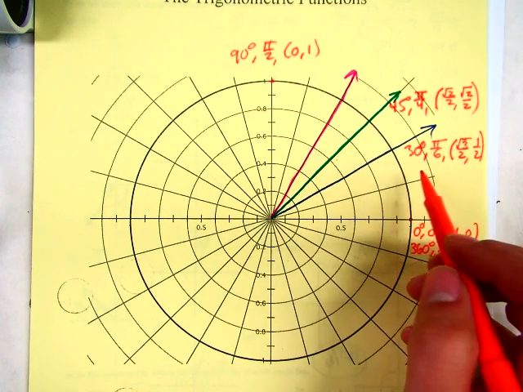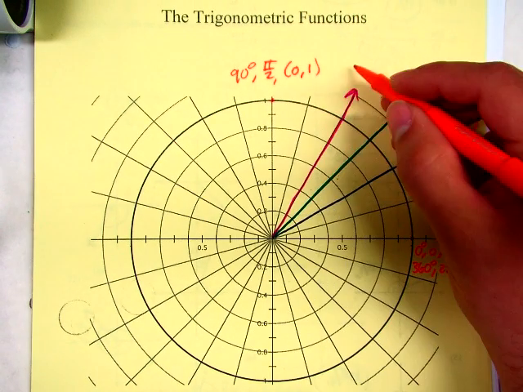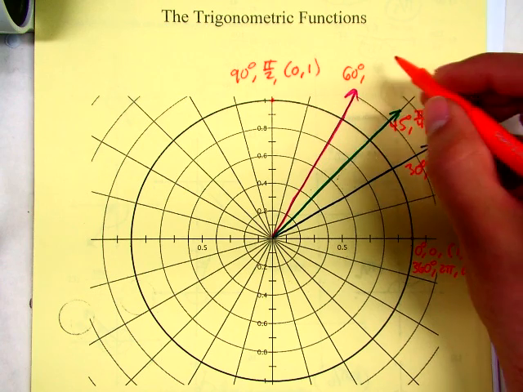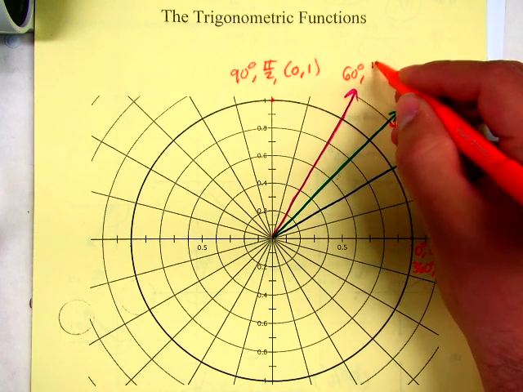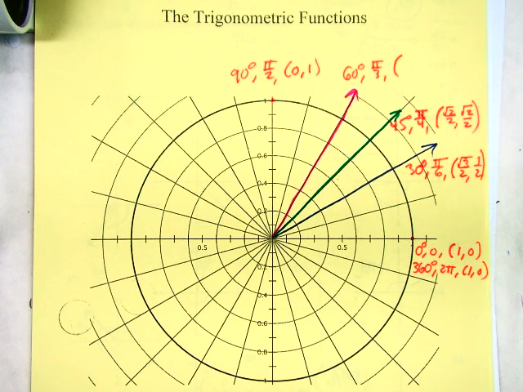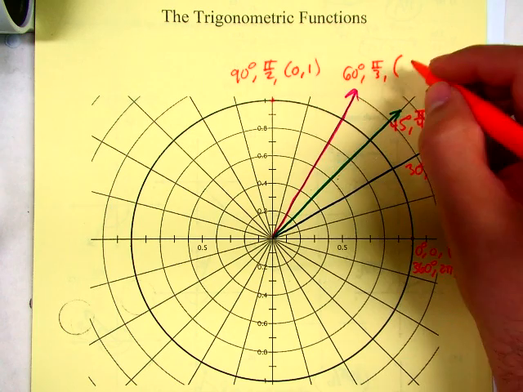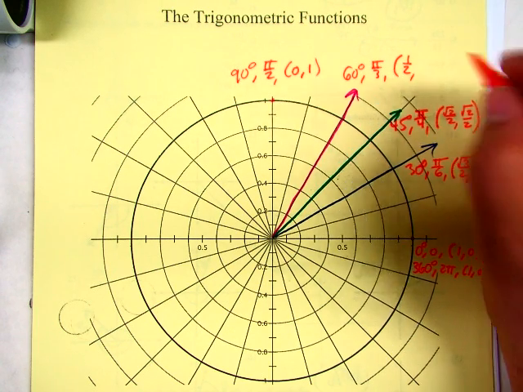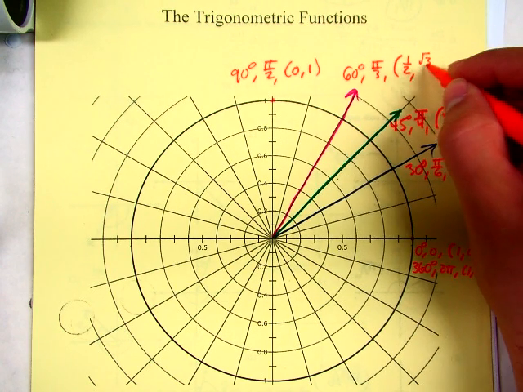The next angle is going to be 60 degrees. How many radians? Pi over 3. Very good. What happened to the cosines and sines when we did all those? They just reversed, right? So now x is going to be 1/2. Y is root 3 over 2.